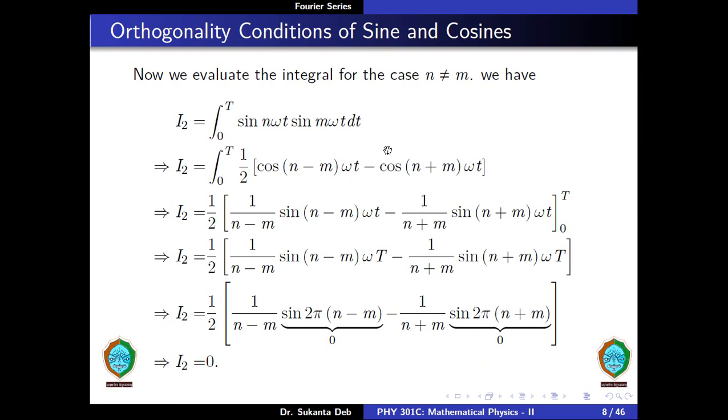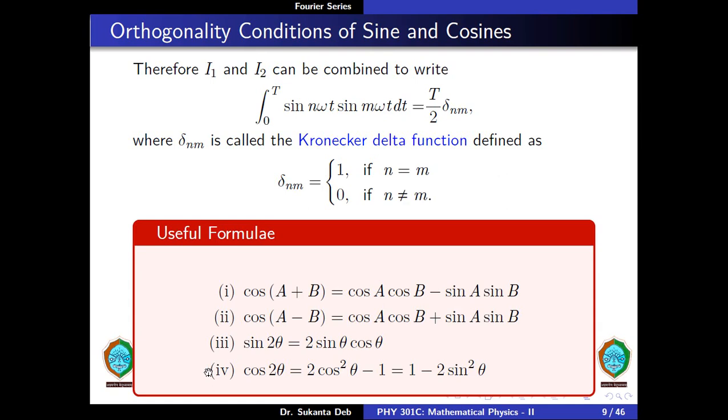Now we evaluate the integral for the case n not equal to m. Here we apply the formula sin a sin b is equal to half of cos of (a minus b) minus cos of (a plus b). Applying this formula, we get this expression, and now we solve this integral. After solving, we get the value of the integral I2 is equal to 0. So when n is not equal to m, this integral is equal to 0.